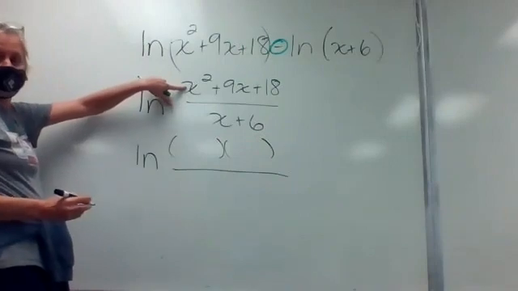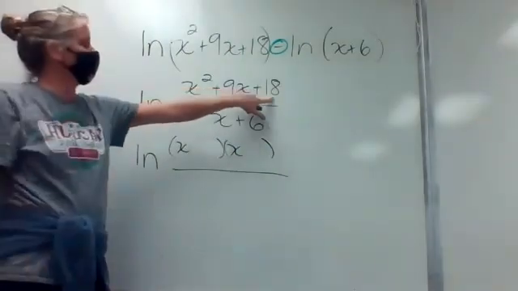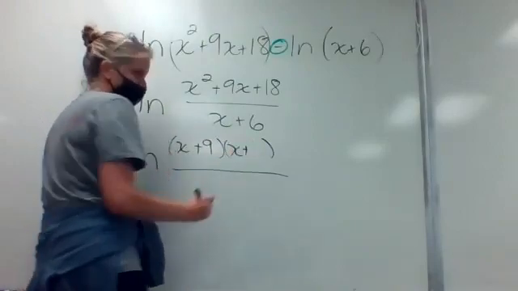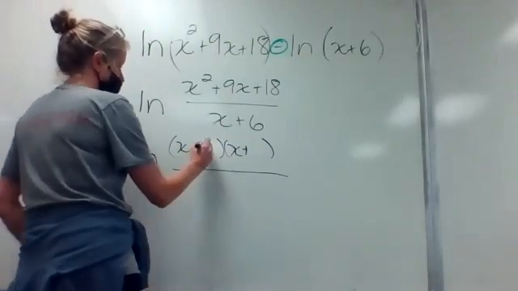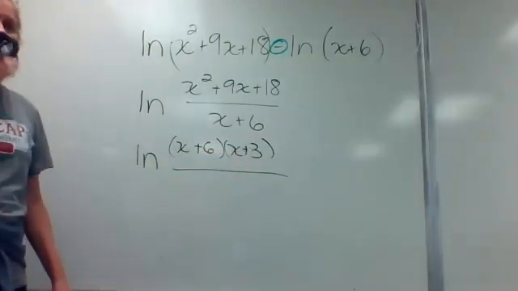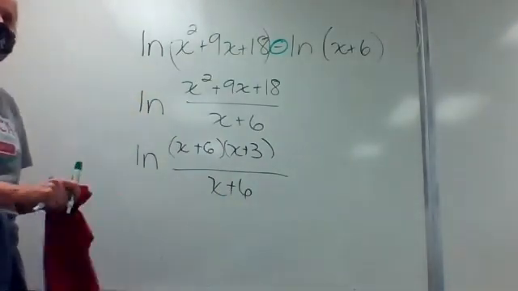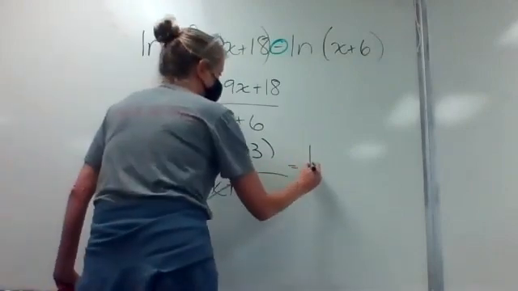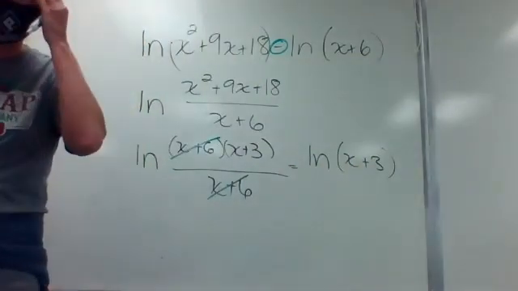So let's see, x and x for x squared. Factors of 18 that add to positive 9 would be, not a positive 9, a positive 6 and positive 3, right? Multiplies to 18, adds to 9. And then remember, what was your denominator? X plus 6. So your x plus 6's do cancel. So you are just left with ln of x plus 3.